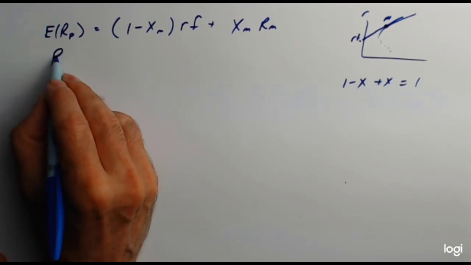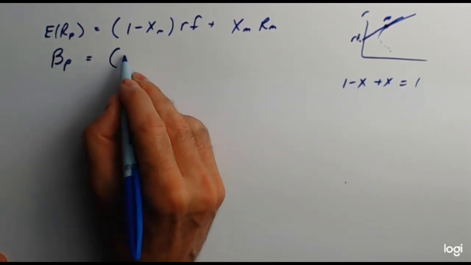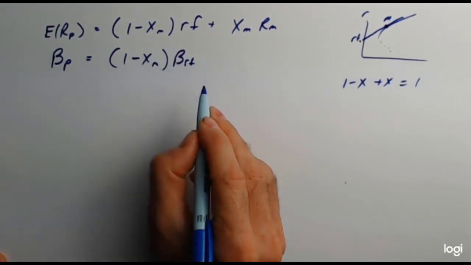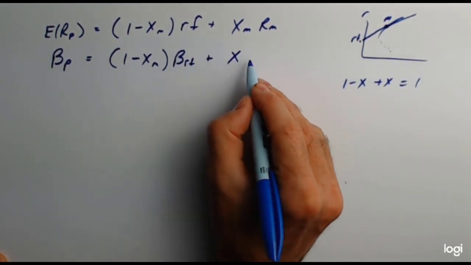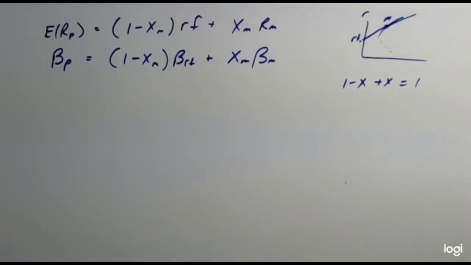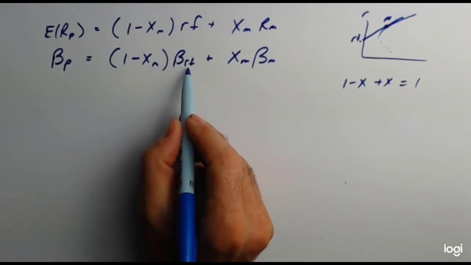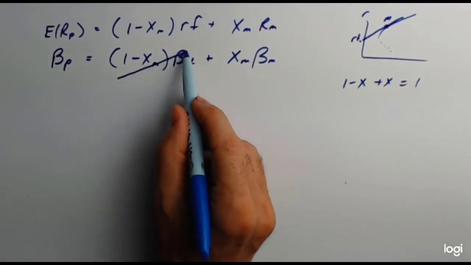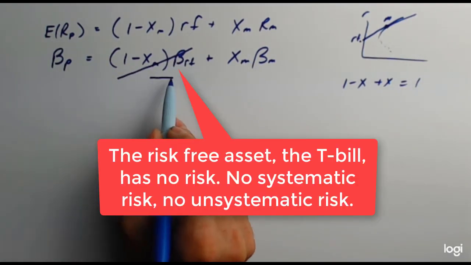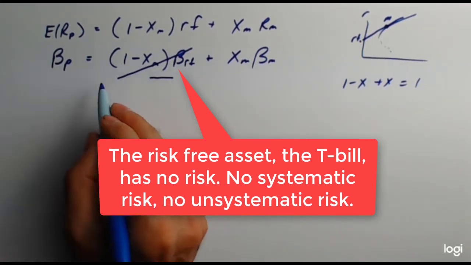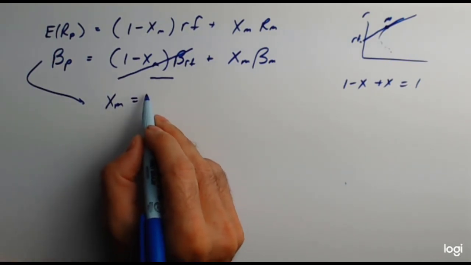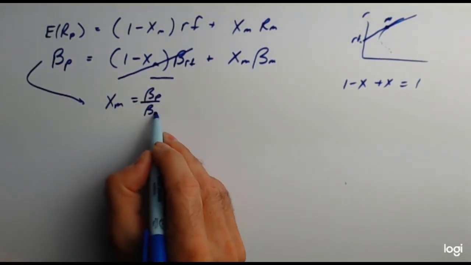Let's look at the beta of this portfolio. The weight in the risk-free asset times the beta of the risk-free asset, plus the weight that we have in the market times the beta of the market. If we look at this carefully, we know that the beta of the risk-free asset has got to be 0, because the risk-free asset doesn't covary with anything. The risk-free asset is a straight line, so there's no covariance there. Remember that story? So basically, using this equation right here, X_M equals the beta of the portfolio divided by the beta of the market.